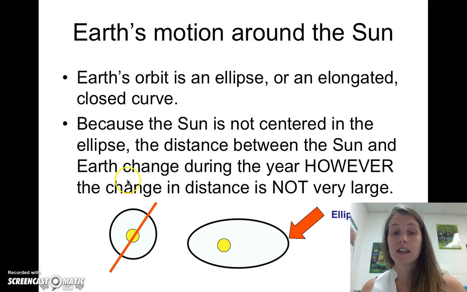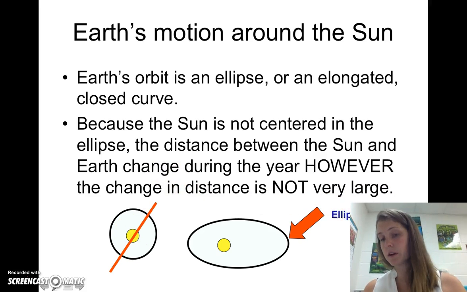Because the sun is not centered in the ellipse, the distance between the sun and the Earth changes during the year. However, the change in distance is not very large. This is what I was saying earlier, meaning we really don't get too much further or too much closer to the sun where it would really make a difference in our seasons, or what we would expect to see.